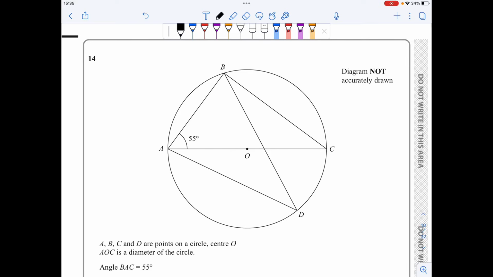For question 14, step number 1, recognize that this angle ABC is equal to 90 degrees because angle in a semicircle is 90 degrees. Step 2, ACB, which is this angle here, is equal to 180 minus the 90 and the 55. Because angles in a triangle add up to 180, it will give me 35. And finally, angle 3, which is ADB, is equal to 35 because 2 and 3 are angles in the same segment and hence they are equal.